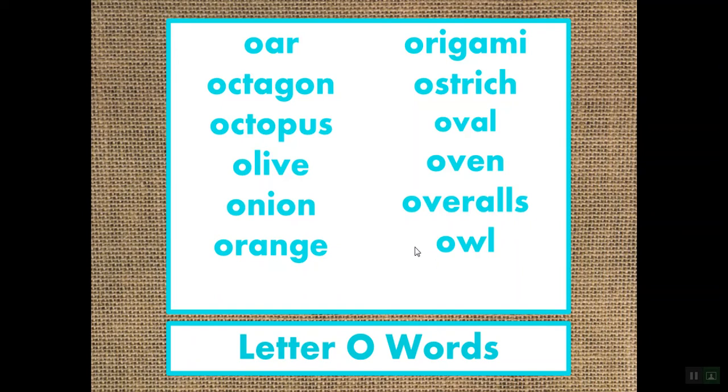All of those words start with O, and the sound that we really want to remember is in words like octagon and octopus, where the letter O is saying ah. Let's head over to the big board and practice making some capital and lowercase O's.